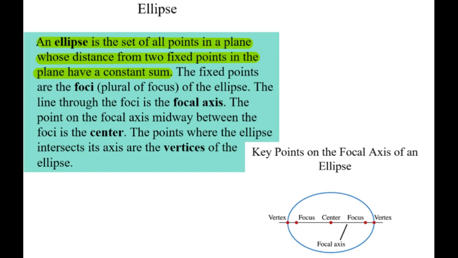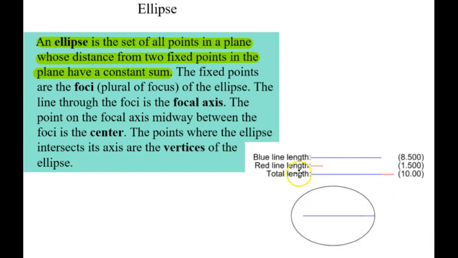The basic definition for an ellipse is the set of all points in a plane whose distances from two fixed points in the plane have a constant sum. Those two points they're referring to here are the foci of the ellipse. So we can see down below we have our ellipse represented by the blue, we have the center, and we have the two foci.